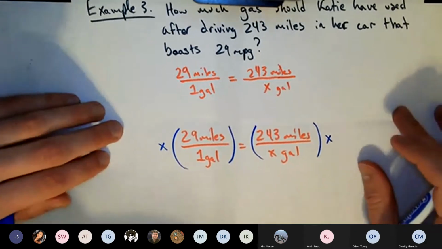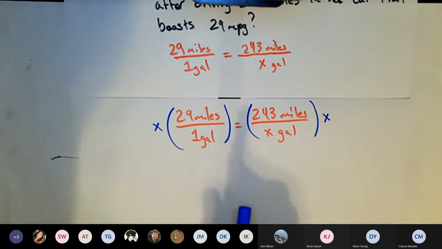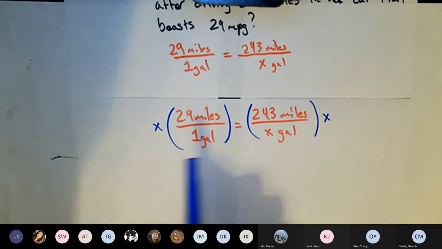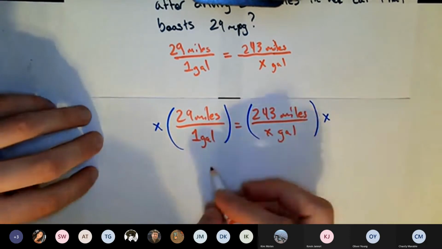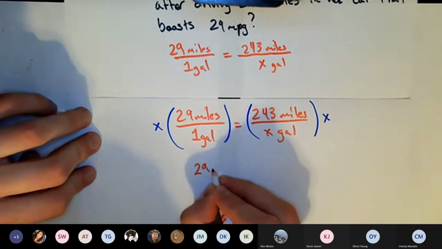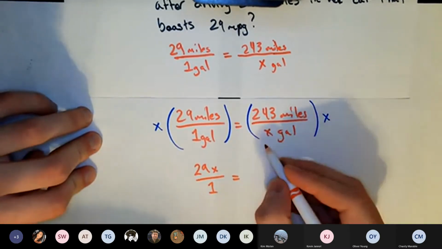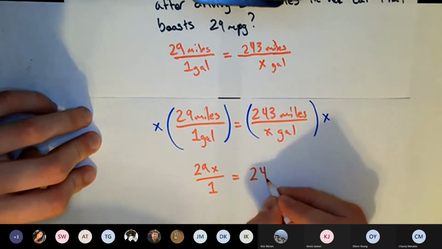By the way, in my next step, I'm just going to be dropping all these units. To do my math, I don't need to know all of these units, right? I've got the units lined up in the appropriate spots. That's what I need. So X times 29 over 1 is just going to be 29X over 1, which is going to be now X times 243 over X. Over here, the X cancels, right? So I'm just left with 243.